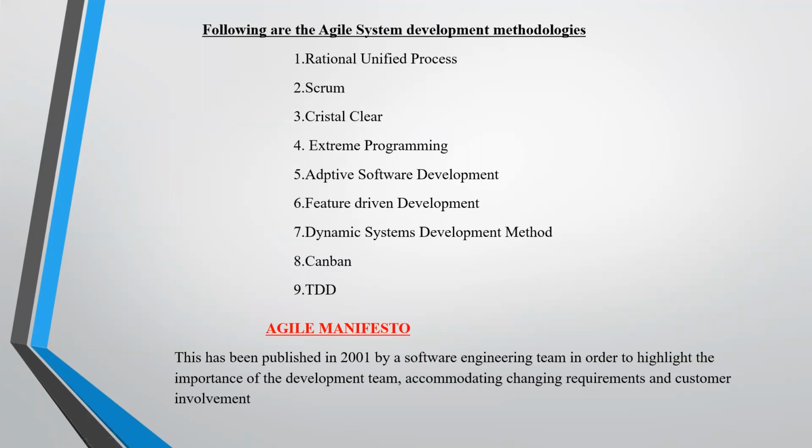Following are the system development methodologies: Rational Unified Process, Scrum, Crystal Clear, Extreme Programming, Adaptive Software Development, Feature-Driven Software Development, Dynamic System Development Method, Kanban, TDD. Agile Manifesto. This was published in 2001 by a software engineering team in order to highlight the importance of the development team, accommodating changing requirements, and customer involvement.